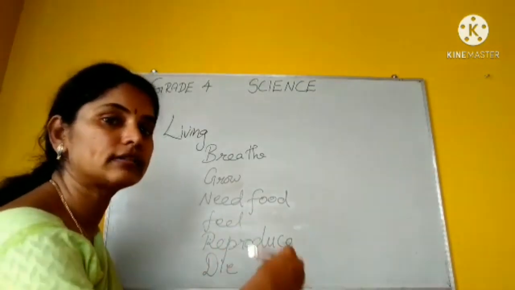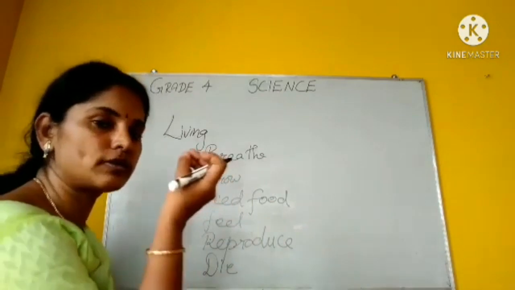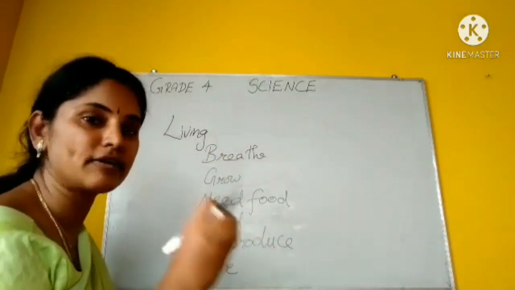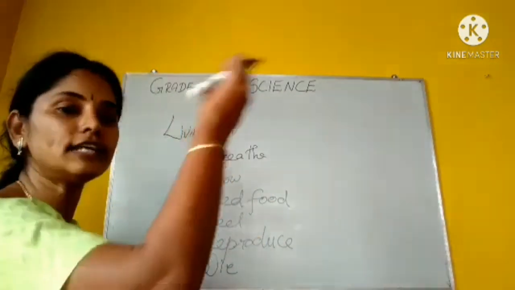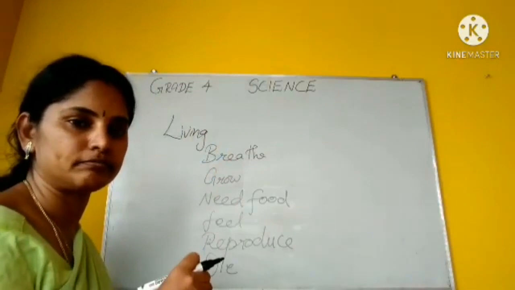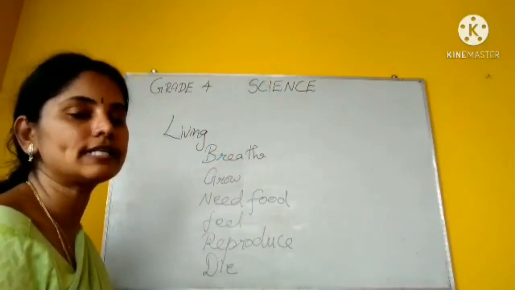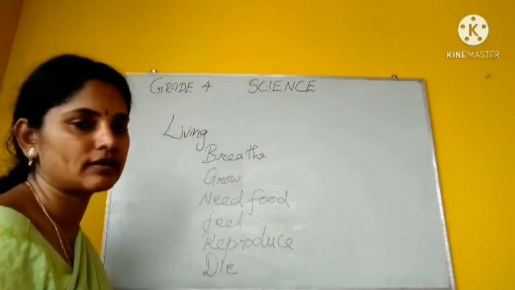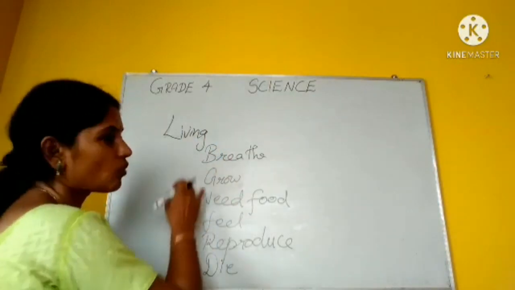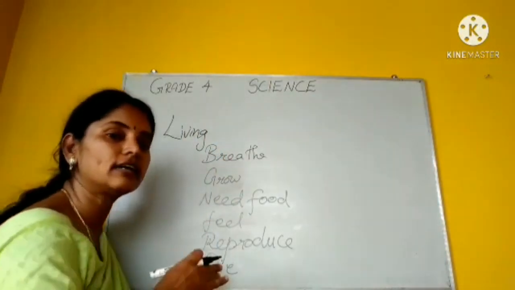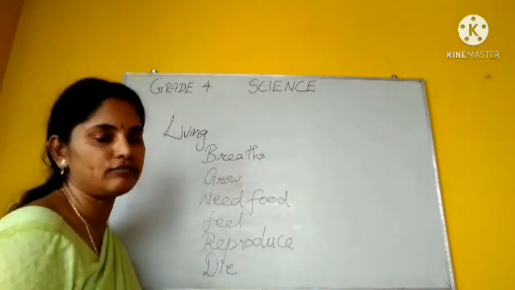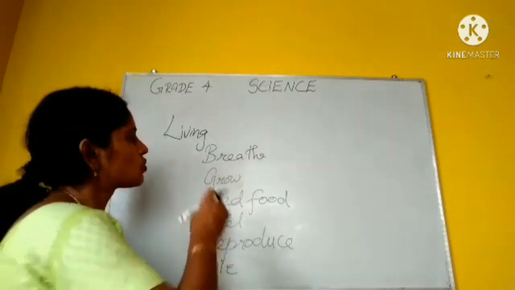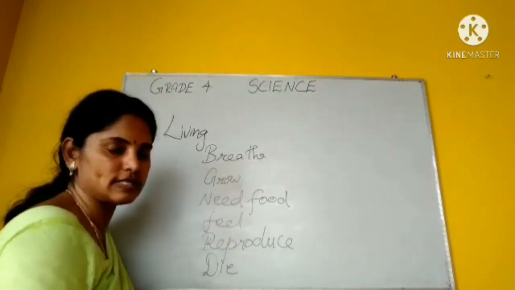Giving birth to young ones. From a plant, a seed is coming. From the seed, again a new plant is coming. Isn't it? So that we call reproduce. Clear, children? This is what we studied in our previous online video session. So living things do all these things.